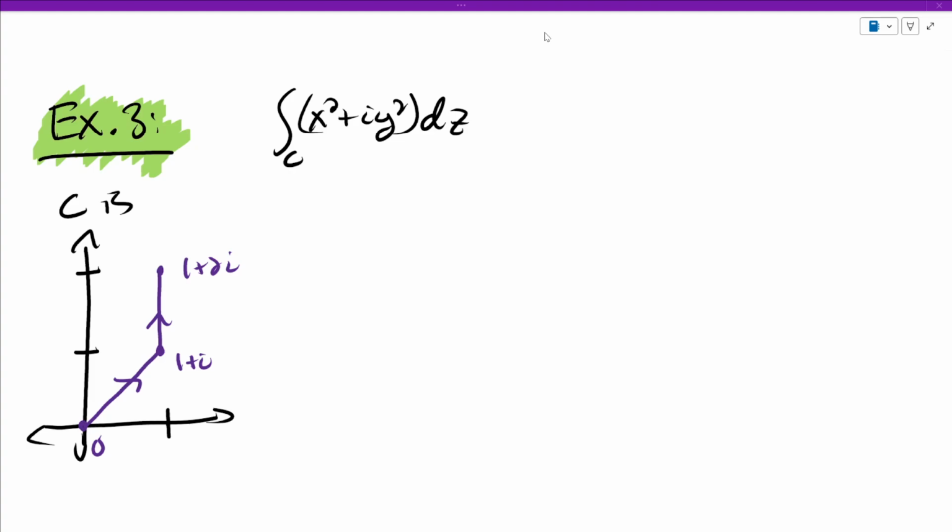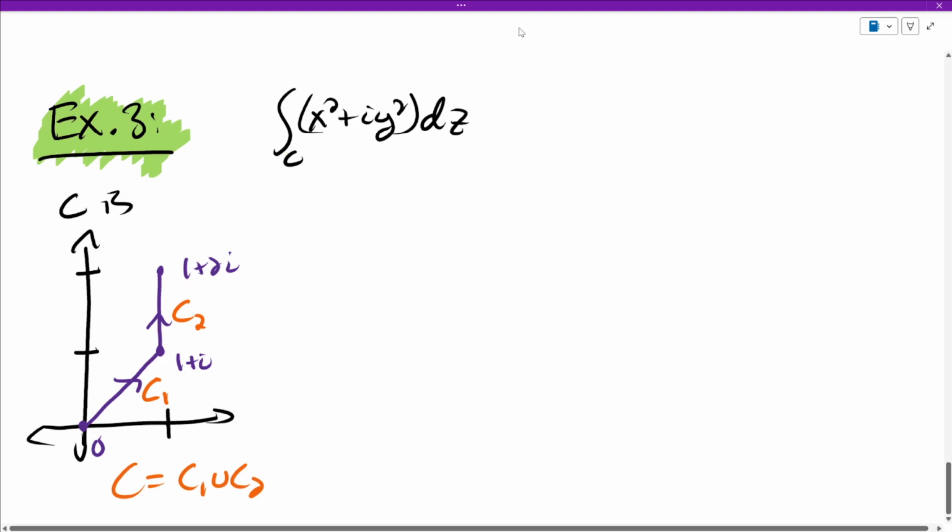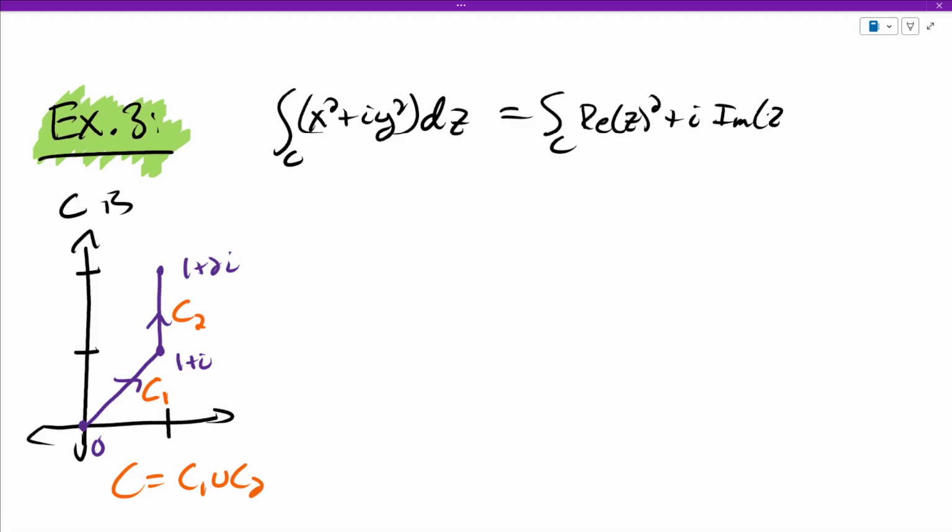So let's go in, and I'm going to label these pieces. So C is made up of two pieces, C1 and C2. So C is C1 union C2. And to compute this contour integral, which, I know, there's no z's here. If you want, you could have written the integral over C of the real part of z squared plus i times the imaginary part of z squared. Don't do this, but if you wanted to make everything in z's, you would do something like that.